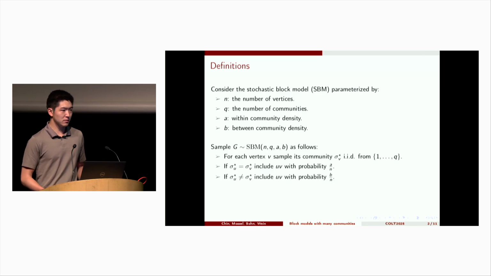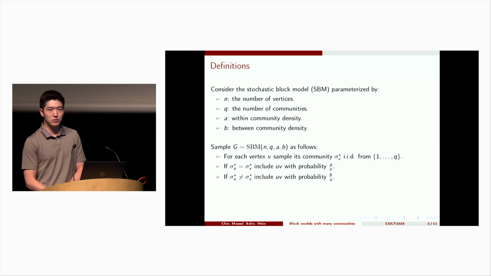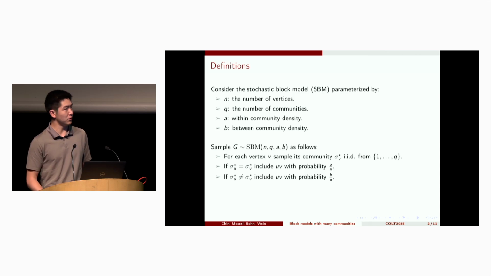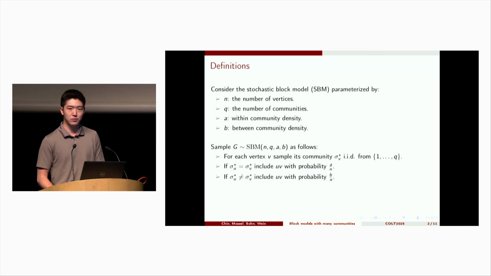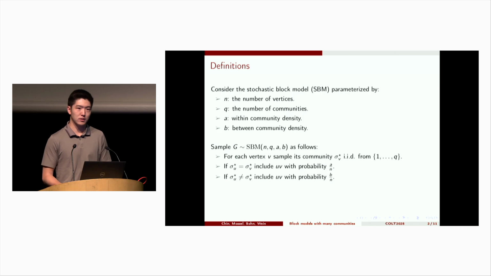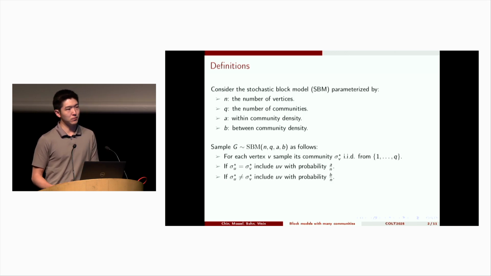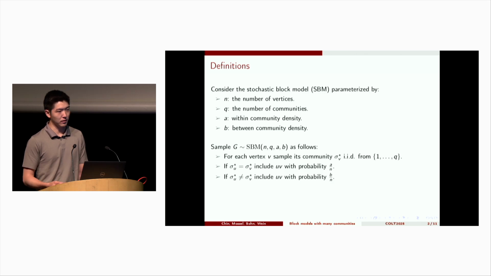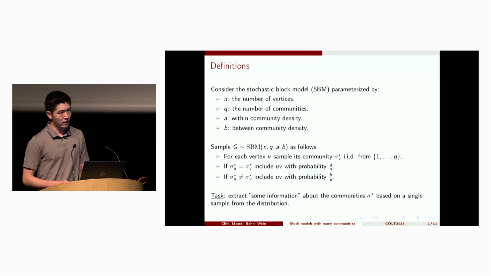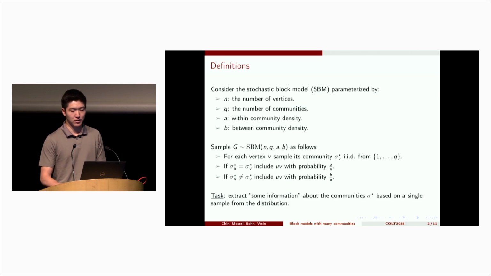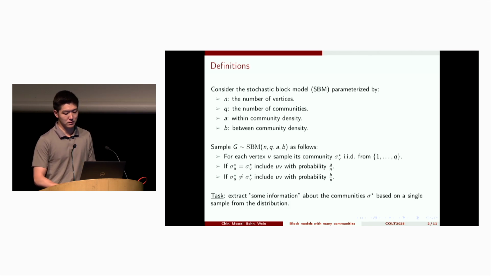More specifically, we sample the edges as follows. For every vertex, we choose a uniformly random label from 1 through Q. For any two vertices with the same label, we put an edge with probability A over N. For any two vertices with different labels, we put an edge with probability B over N. The task is to recover some information about these hidden labels based on an observation of the graph. I'll be more specific about what some information means in a bit.